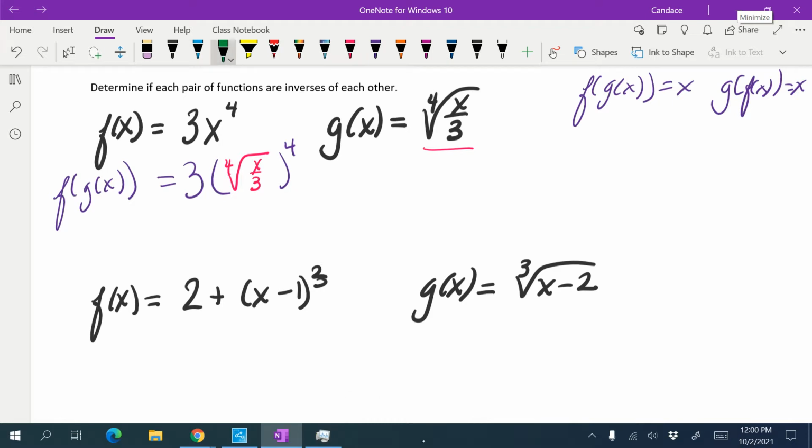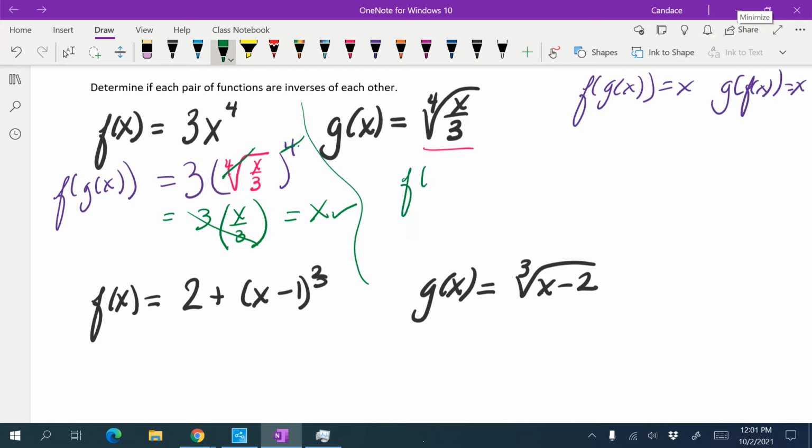So I know that the fourth root and the fourth power are basically going to cancel. So I'd be left with 3 times x over 3. Then my 3's would cancel, and that is going to give me x. So this side checked out. It was equal to x. Let's look at going the other direction.